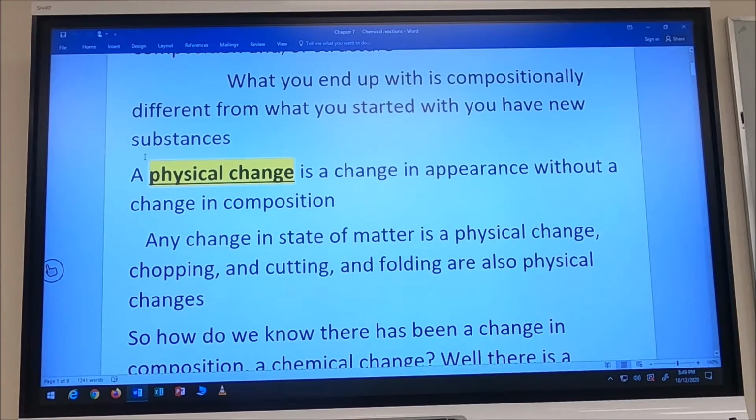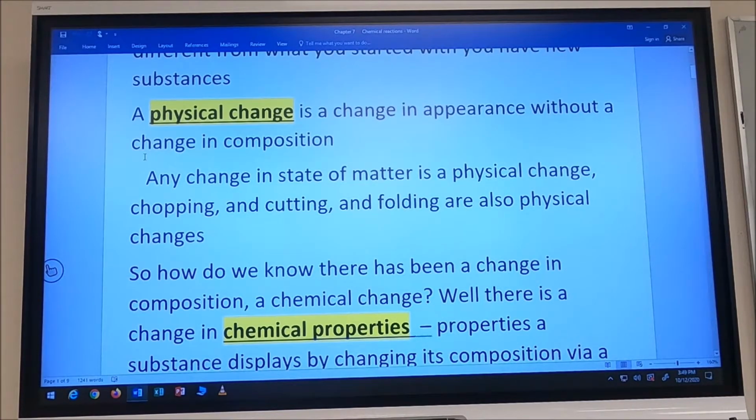A physical change is a change in appearance without a change in composition. So it's like going from liquid water to solid water, ice. I still have water. It's got the same composition. It's got the same chemical properties. So cutting, folding, melting, freezing, evaporating, all of these are physical changes.